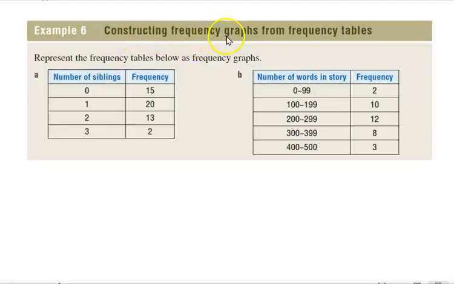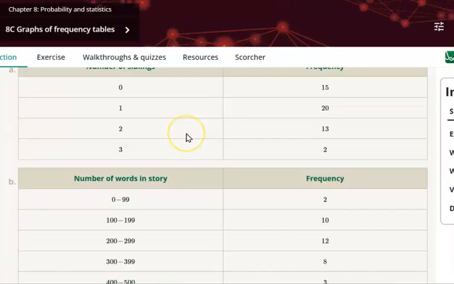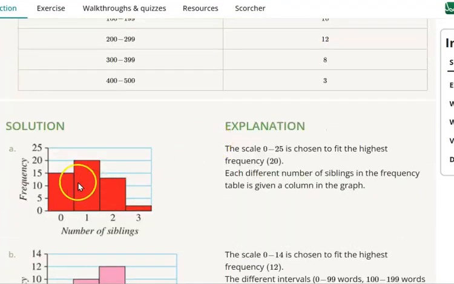Now we're going to construct frequency graphs from these frequency tables, remembering that frequency is how many times we got the same result. So number of siblings: 15 people in this survey said they have none, 20 have 1, 13 have 2, and 2 of them have 3 siblings. So for this one, we looked at our scale, and because the numbers go up to at least 20 people saying they have 1 sibling, we want to make our graph go past 20. So the scale for the frequency on this y-axis goes up to 25 because it's just a little bit more than the top number. And we don't have anything more than 3, so we don't need to go any further than 3. And these are discrete numbers.